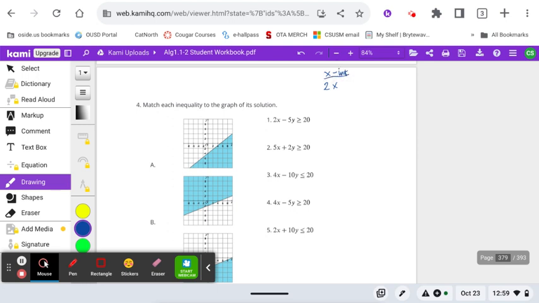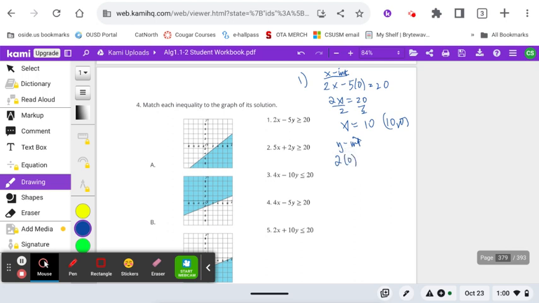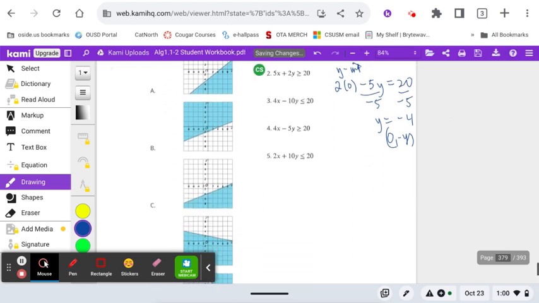So if I were to do this one by intercepts, for the x-intercept, the y is 0. We would get the x-intercept as 10, 0. For the y-intercept, the x is 0. And I notice that I am going to get a negative y-intercept. So let's go look and see which graph touches at 10, 0 and 0, negative 4.